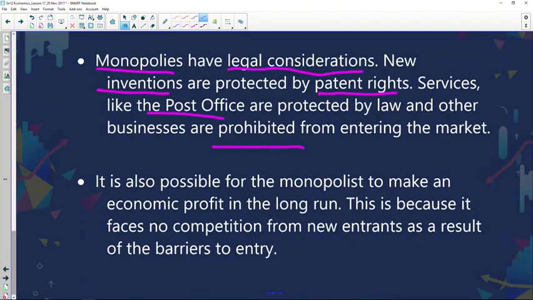It is also possible for the monopolist to make an economic profit in the long run. So we're focusing on the long run. This is because it faces no competition from new entrants as a result of the barriers to entry. They can make an economic profit because they have no competition, and they have such strong barriers to the market, and those barriers block out the competition. So there will be no new entrants coming into the market space.